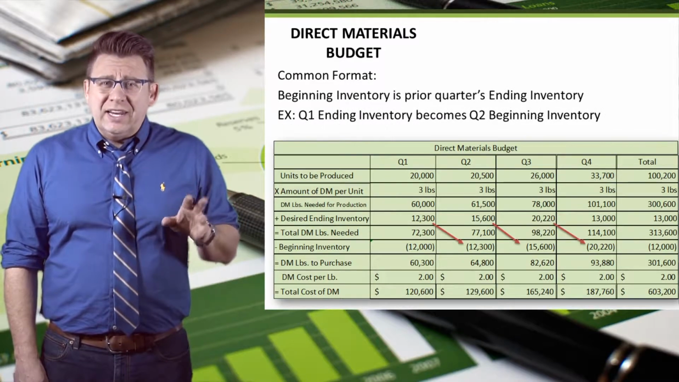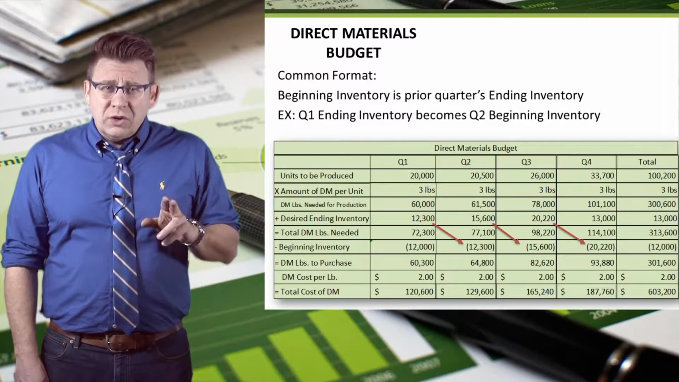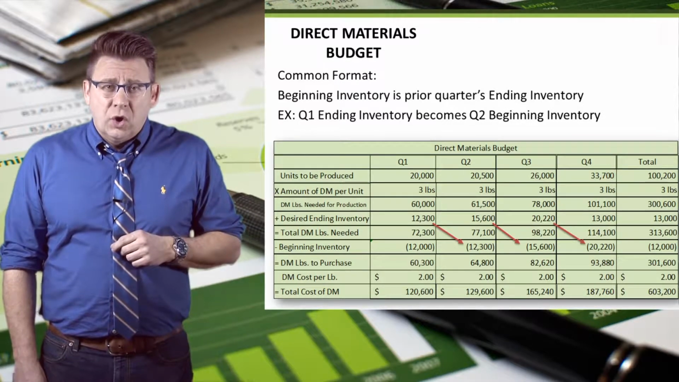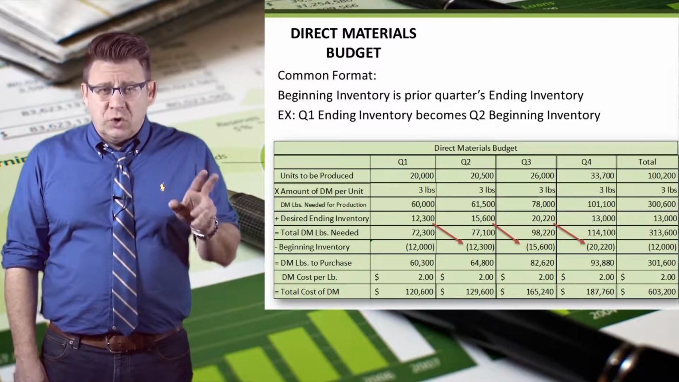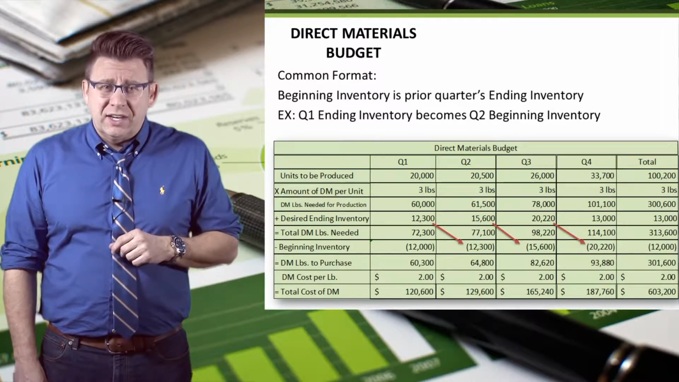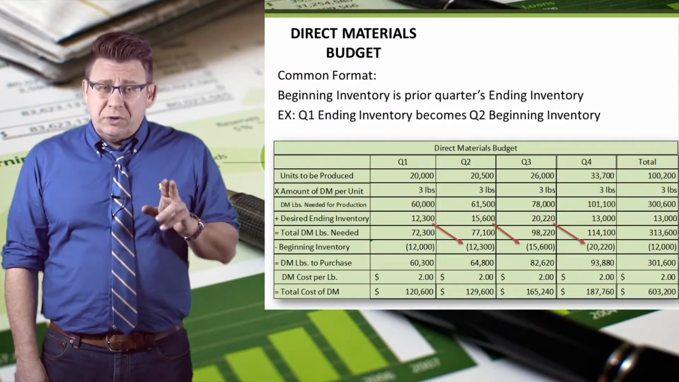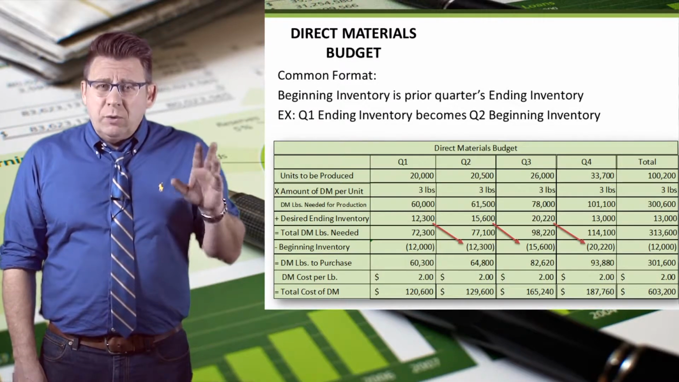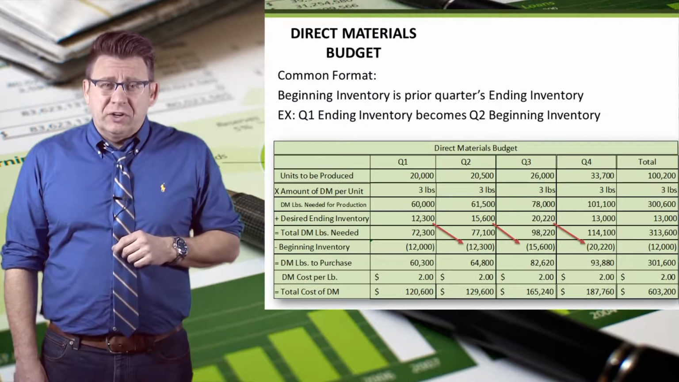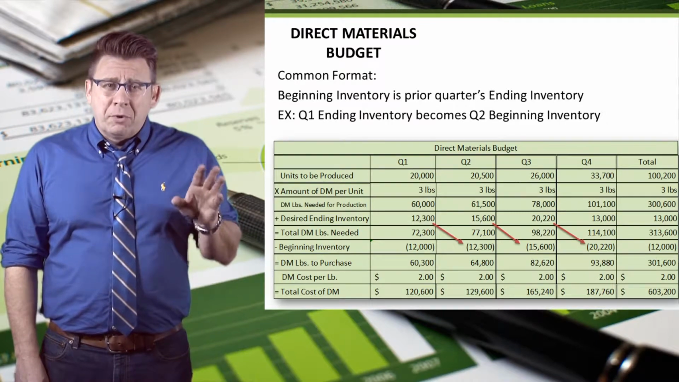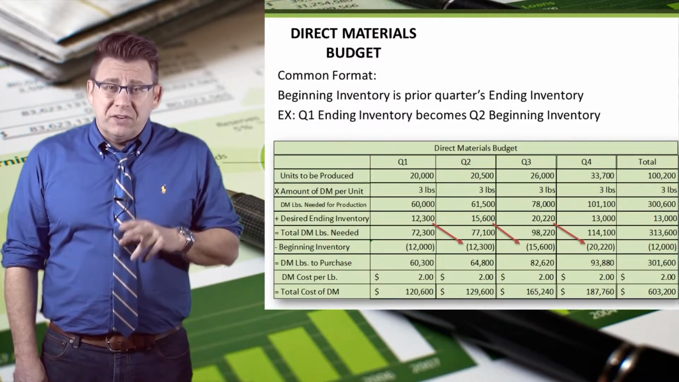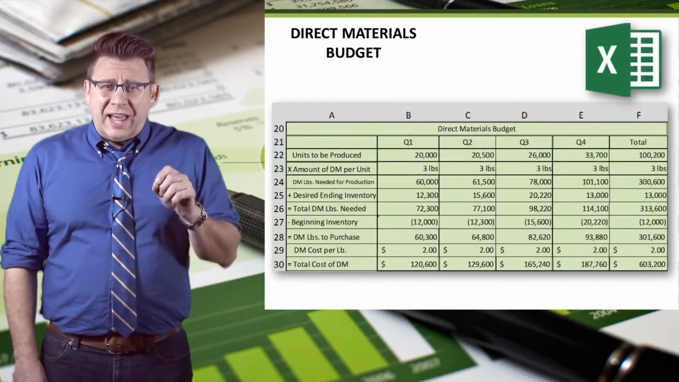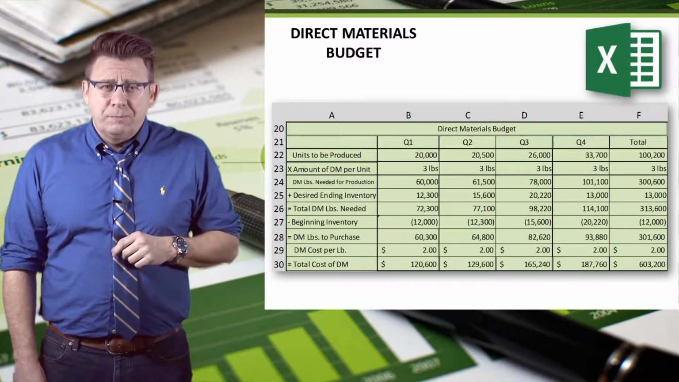Of course, ending inventory from one quarter becomes the beginning inventory in the next quarter. We subtract that from the total pounds of direct materials needed to arrive at direct materials pounds to be purchased. Finally, we multiply the cost of direct materials per pound by the number of pounds to arrive at the total cost of direct materials. So let's look at how we would do this in Excel.